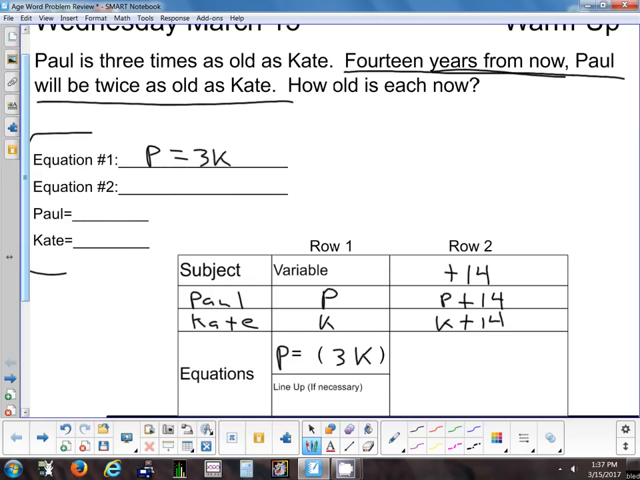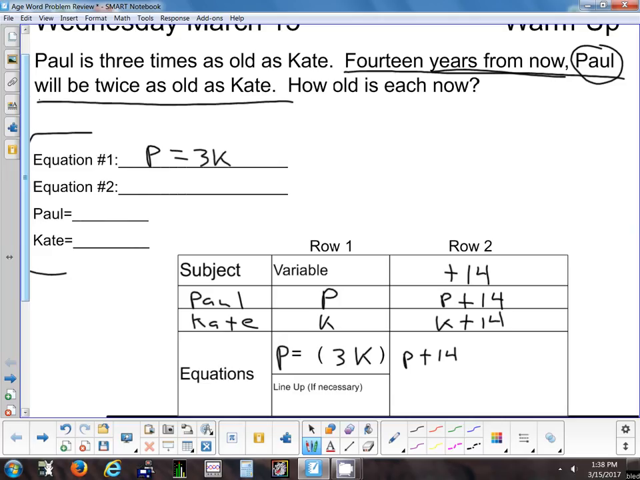When you write the equation, where does some of the stuff that you're going to put in the equation come from? It comes from right here. You're going to have a P plus 14 and a K plus 14. You're not using just a P and a K by itself anymore. That was for equation 1. All right, so 14 years from now, who's the first person we see in the sentence? Paul. And how do we represent Paul? In the future, right? Because it's 14 years from now. P plus 14.